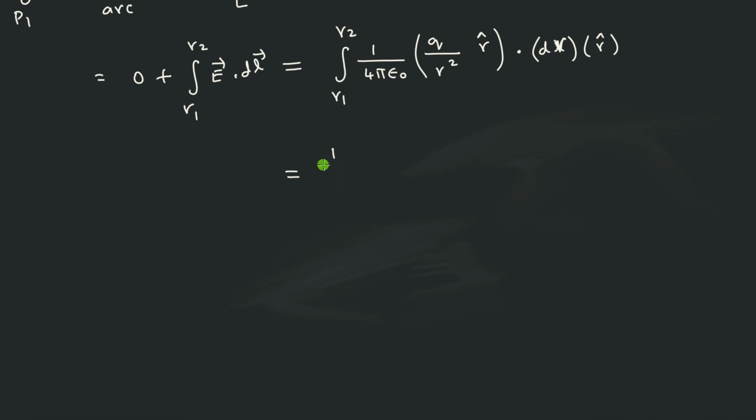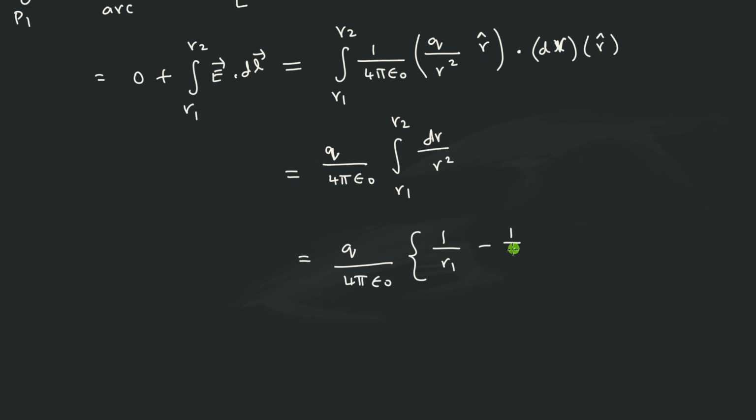So that is equal to 1 divided by 4 pi epsilon 0 times, q is also constant, so let me take it outside the integration. Then you have the integral of dr by r square, from r1 to r2. That gives you q divided by 4 pi epsilon 0 times the integral, which is actually minus 1 by r. If I substitute, I will get 1 by r1 minus 1 by r2. So this is your required integration, the integral over c of E dot dl.